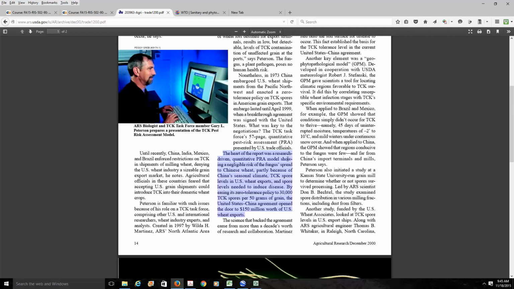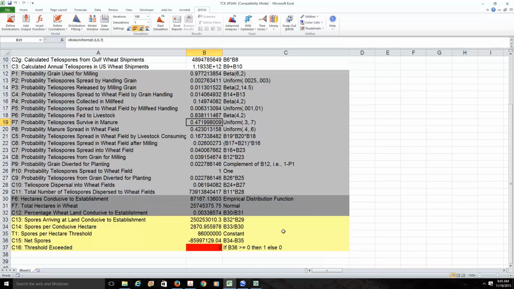TCK spore levels in U.S. wheat exports, and spore levels needed to induce disease. By easing its zero-tolerance policy to 30,000 TCK spores per 50 grams of grain, the United States and China agreed and opened the door to $150 million worth of U.S. wheat exports. So this was an important part of the deal. The 2 presidents shook hands, and they decided that the U.S. would support China's application to the World Trade Organization.